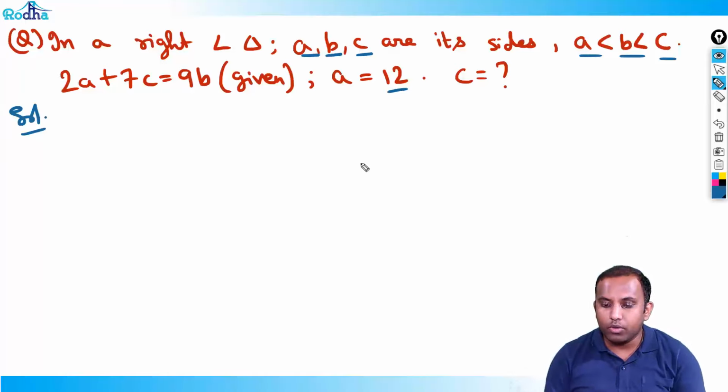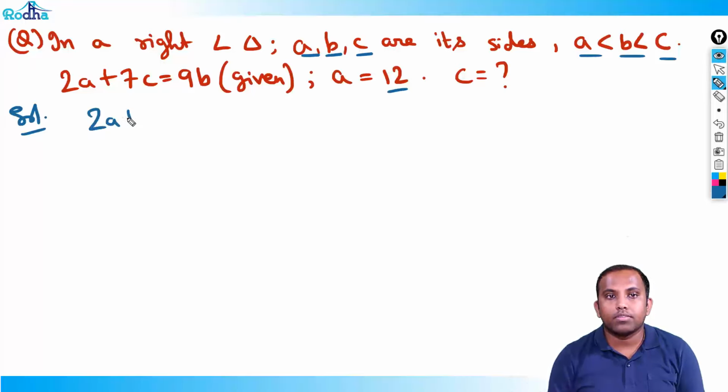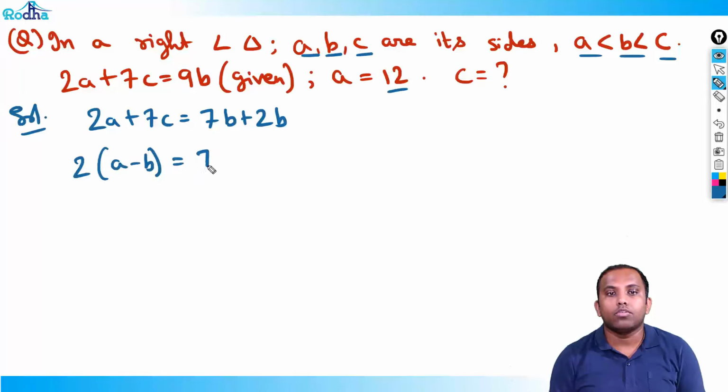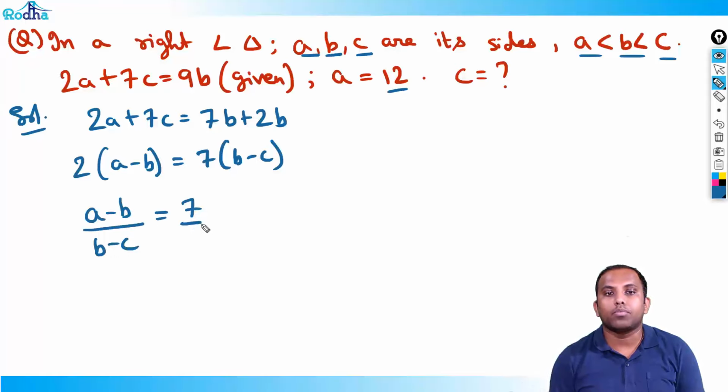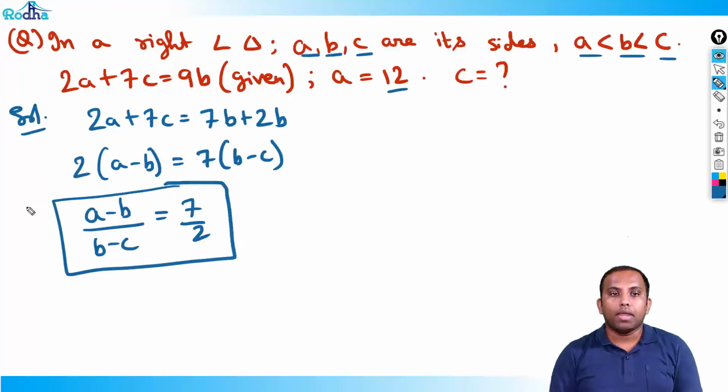Okay. So now what we can do here is, in this case, we can write like this. See, 2A plus 7C equal to 7B plus 2B. Fine. That means 2 into (A minus B) is equal to 7 into (B minus C). That means (A minus B) upon (B minus C) is equal to 7 by 2. Now, very important equation, right?